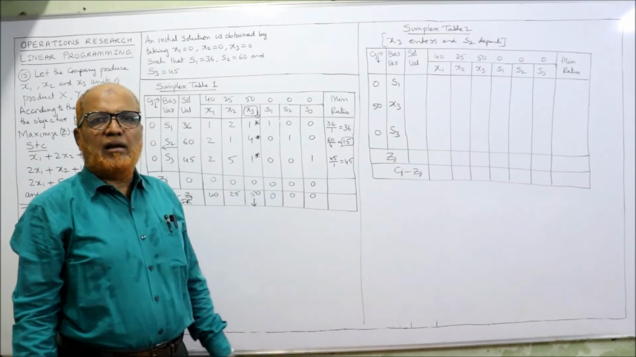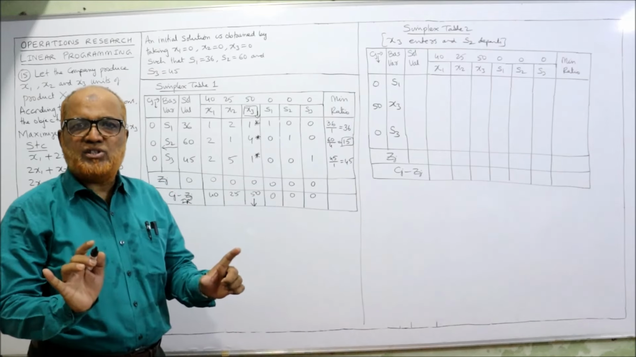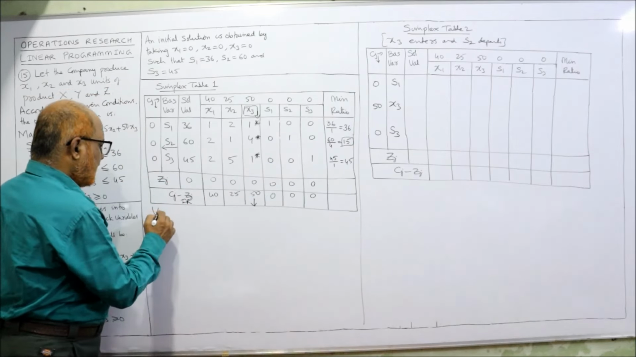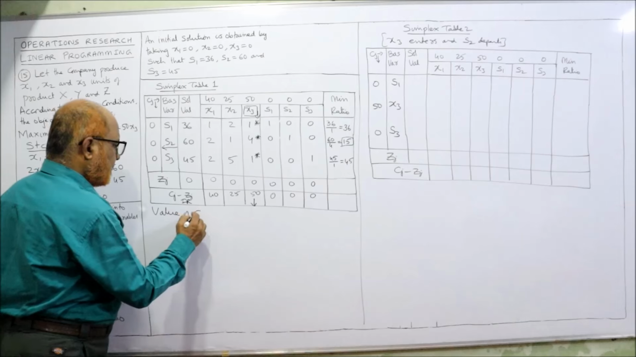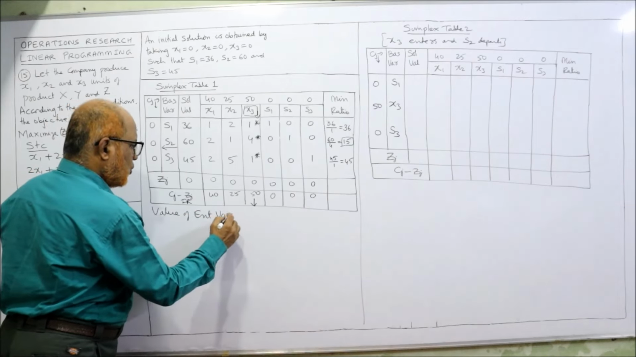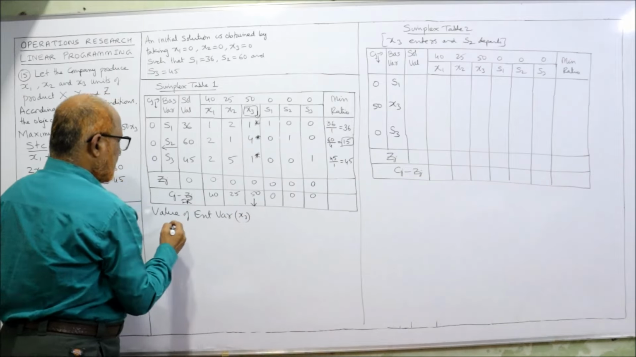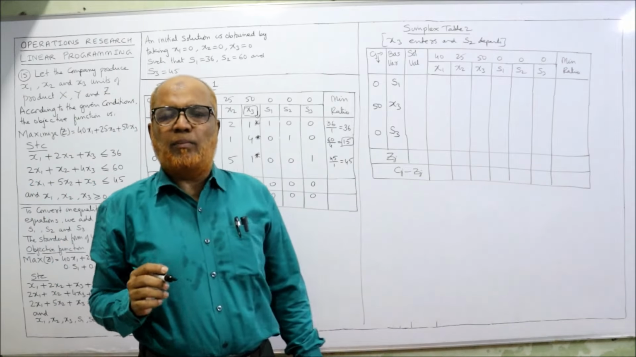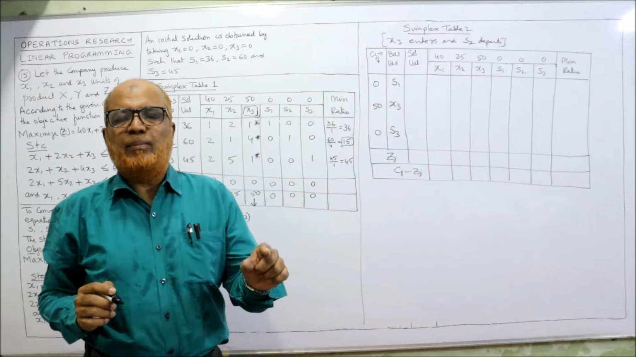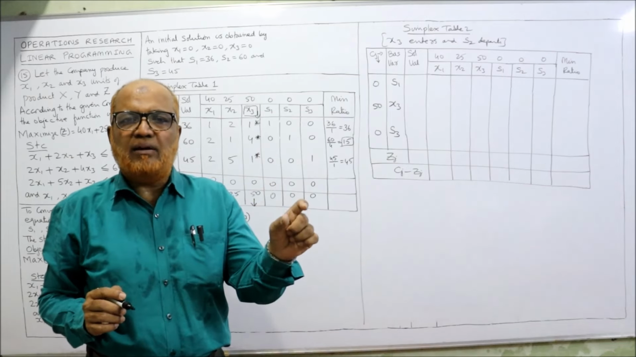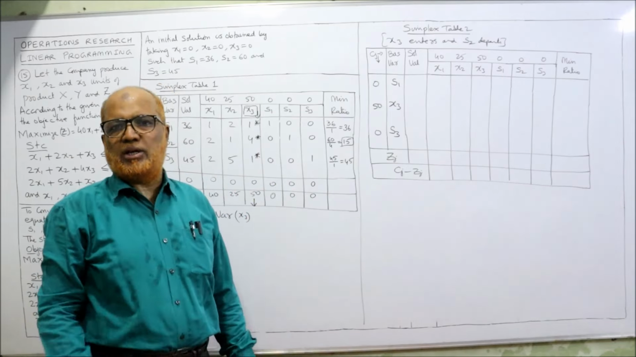Now we need to calculate the value of the entering variable. First of all, which is the entering variable here? X3. What is the formula? We have already done this in every problem. Value of entering variable is equal to value of departing variable divided by intersectional element.